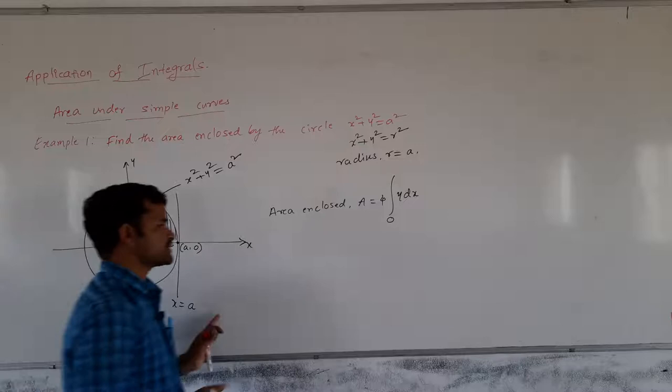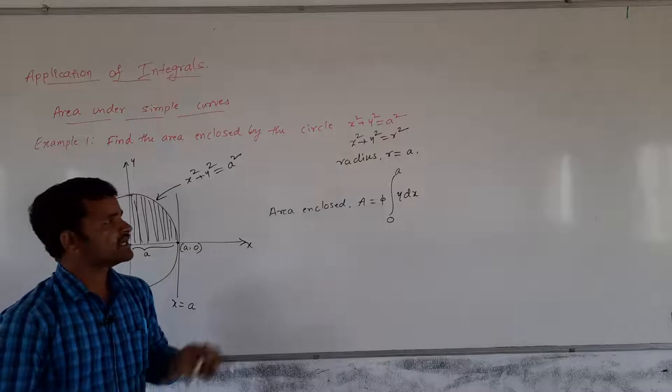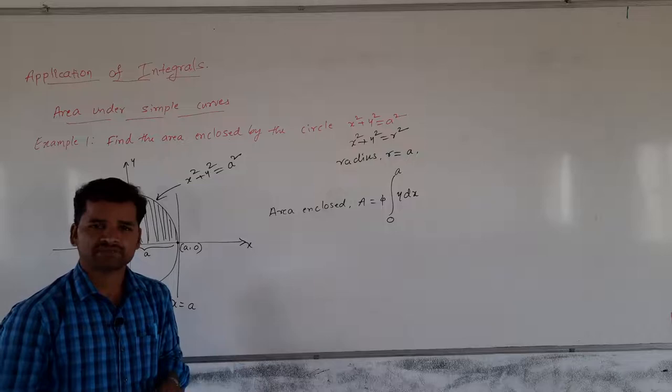X is equal to a will be taken as the upper limit of the integral. And we can tell the answer also directly. The answer is the area of the circle, pi r square. In place of r, a is there here. So you should get the answer pi a square here, that's all. The answer is pi a square. That one you should get.